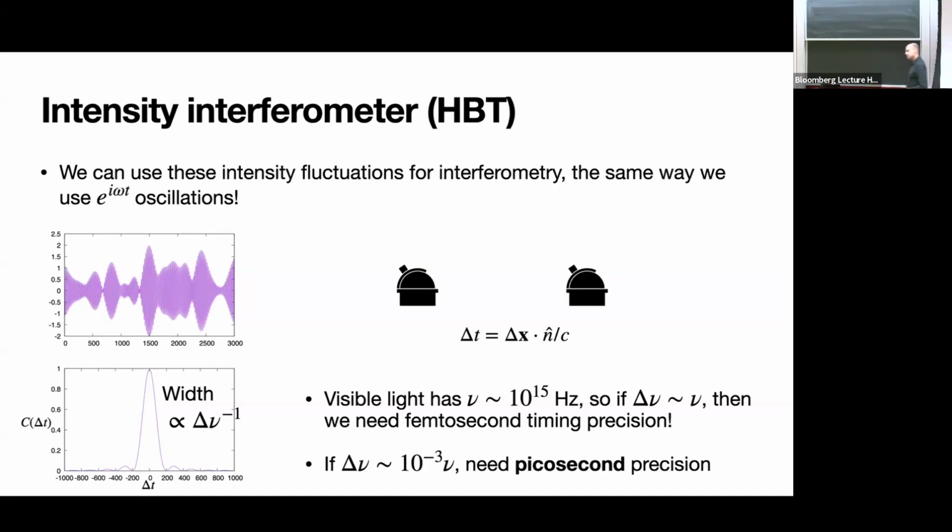On the other hand, if we use narrower bandwidths, for example a spectral resolution of like 1,000 or so, then instead of femtoseconds, we just need picoseconds. And picoseconds is good because today there exist these commercial off-the-shelf single photon detectors that provide picosecond timing. These are called SPADs. They're cheap nowadays. You can basically buy them on websites like Amazon.com.